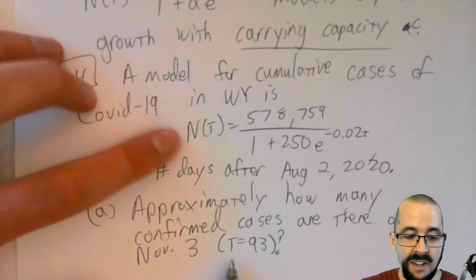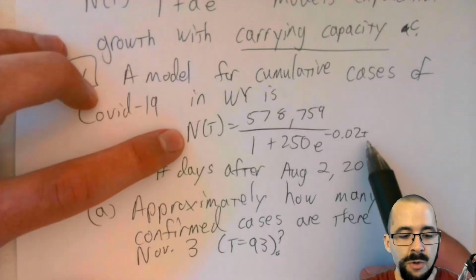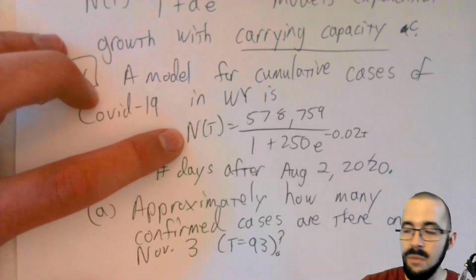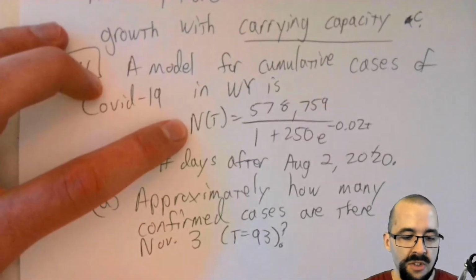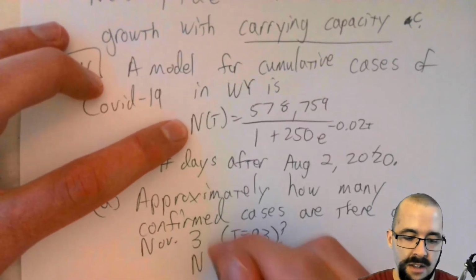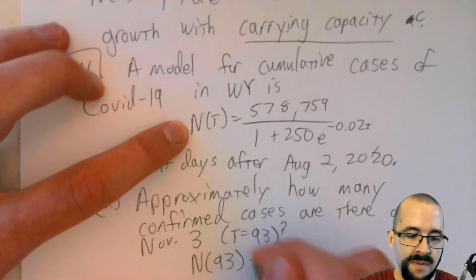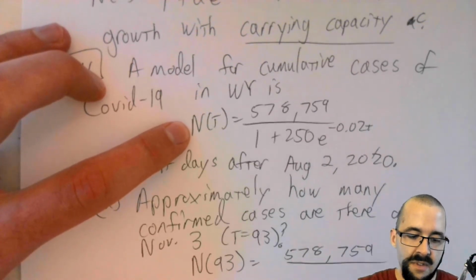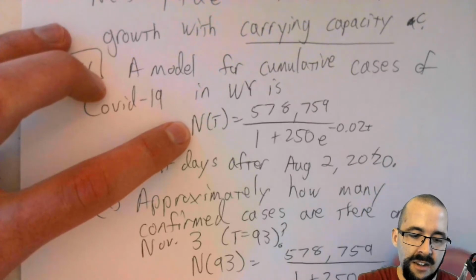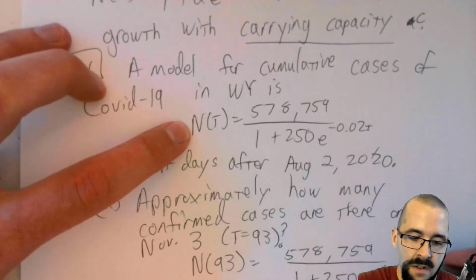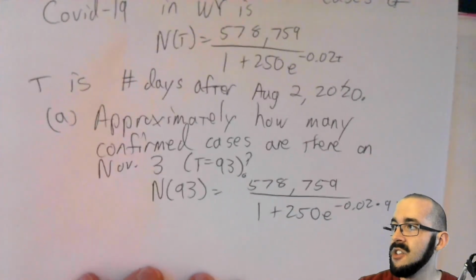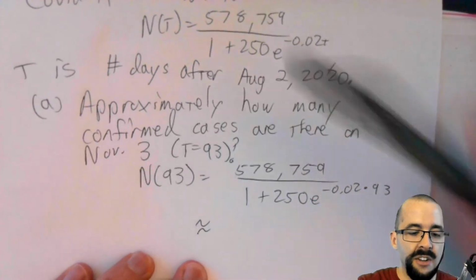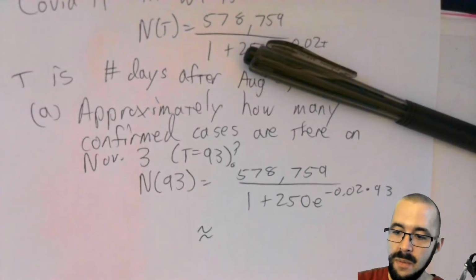And hopefully, if I created a good model for this with logistic growth, the actual number should be very close to what we projected over here in this model. Okay, so we plug in 93 for t. 93 days. So N of 93 is going to equal 578,759 divided by 1 plus 250 e to the negative 0.02 times t, which is 93. And again, you just type this into a calculator. Don't try to simplify things one at a time. Just type the whole thing into the calculator. We're dealing with people. We're going to round to the nearest whole number.